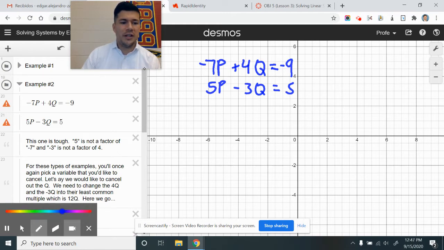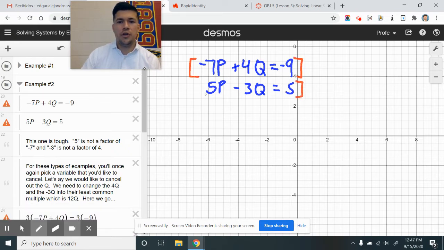So what you do in these cases is you actually multiply both. All right. So hopefully you notice what the issue is. The issue is I don't have one number that I can multiply to one equation. For example, I can't turn a 5 into a negative 7 by multiplying, right? What I can do is I can change both equations.